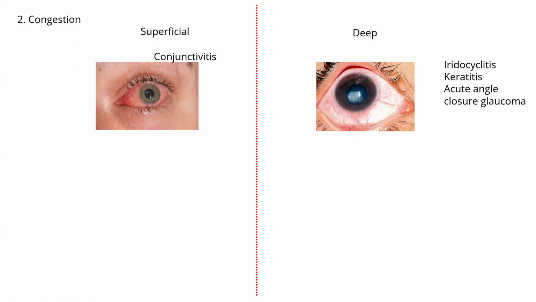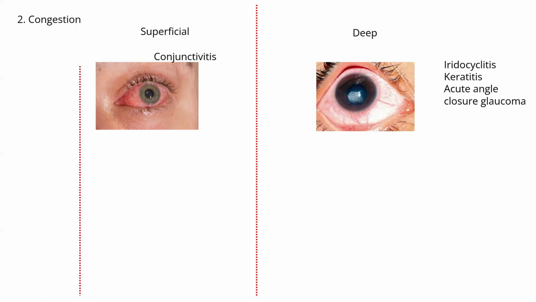But when you see superficial congestion like this, your diagnosis will be conjunctivitis. But sometimes you can see both superficial and deep, like in fungal keratitis. Any bacterial keratitis also, corneal ulcer, you will see both. You will see both conjunctival congestion and deep ciliary congestion. So you have to be aware and you have to identify them.